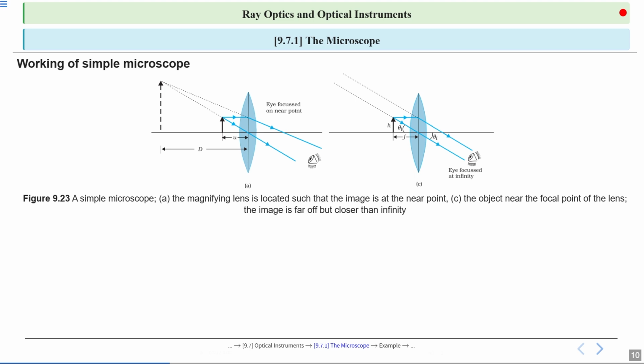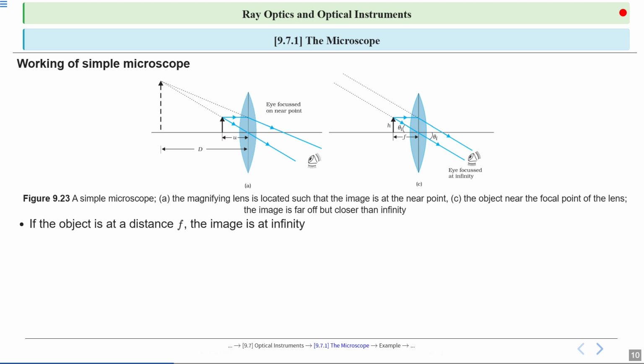Okay, so you can see in the first diagram, figure 9.23, part A. The object is placed within the focal length and the image is formed at D, the least distance of distinct vision, that is 25 centimeter. Now the object is placed at the focus of the convex lens, so the image is formed at infinity. So the first case is the strained eye, with the image formed at the near point, and the second case is the image formed at infinity, or we can say the relaxed eye condition.